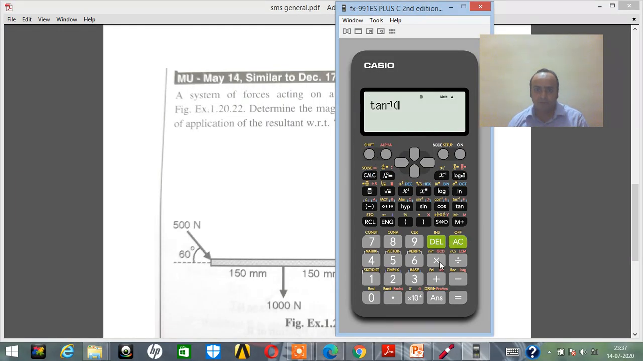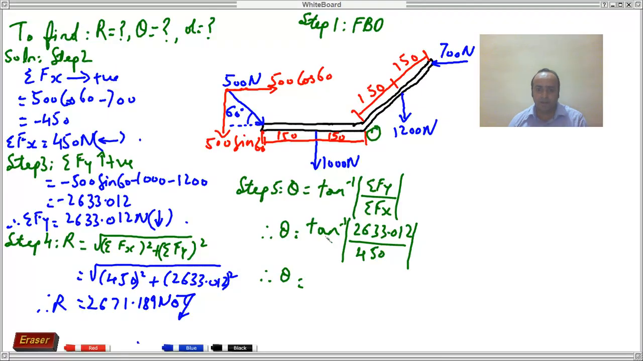As you can see, therefore, theta is equal to tan inverse of 2633.012 divided by 450, which is equal to 80.301 degrees. I can write it over here. So the value is 80.301 degrees. Now next step, the last step, that is nothing but the location of resultant.